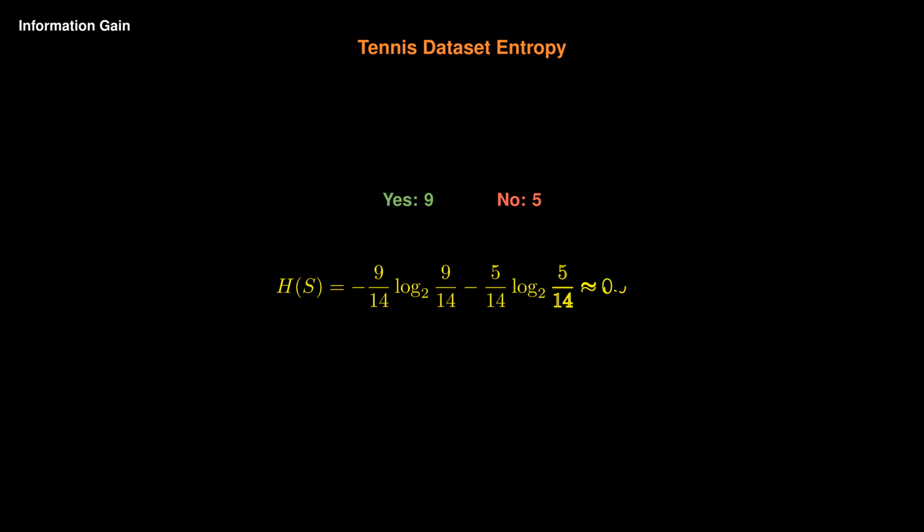Let's work through the tennis data set. We have 14 days of data. 9 days we played tennis. 5 days we didn't. The entropy of the whole data set works out to about 0.94 bits, not 0, not 1, somewhere in between, reflecting that mix of yes and no. This is our starting entropy. Our goal is to reduce it.